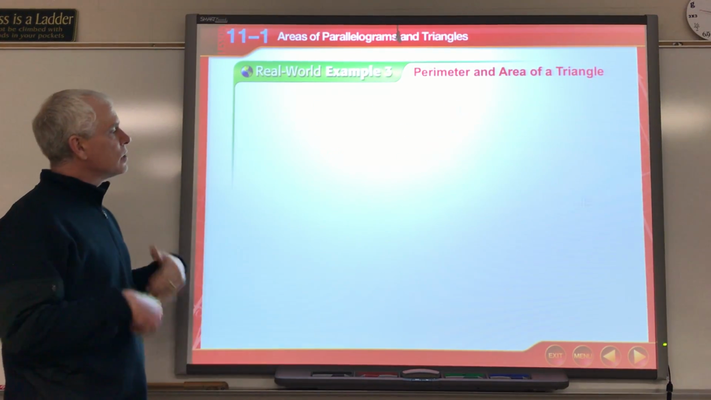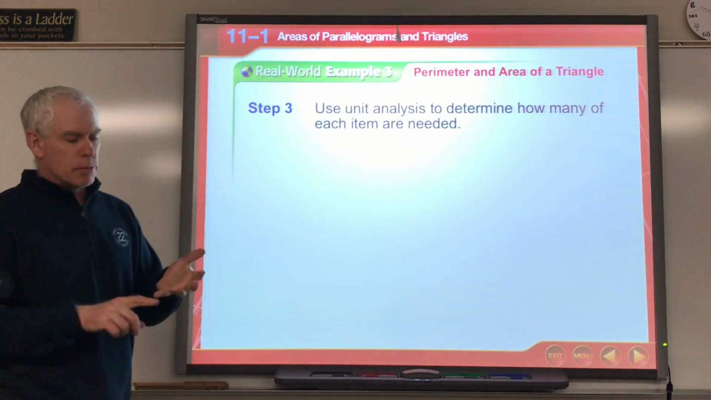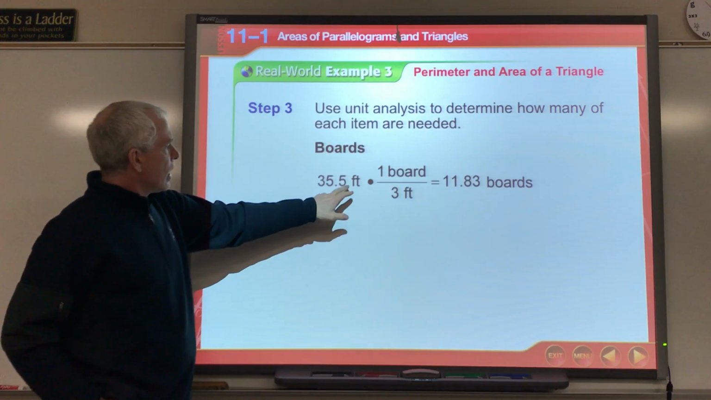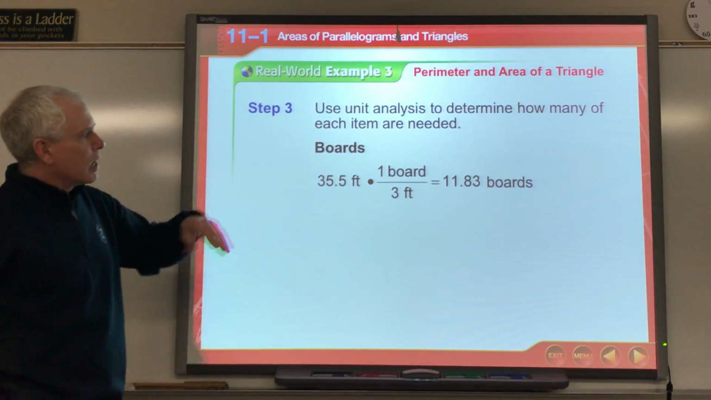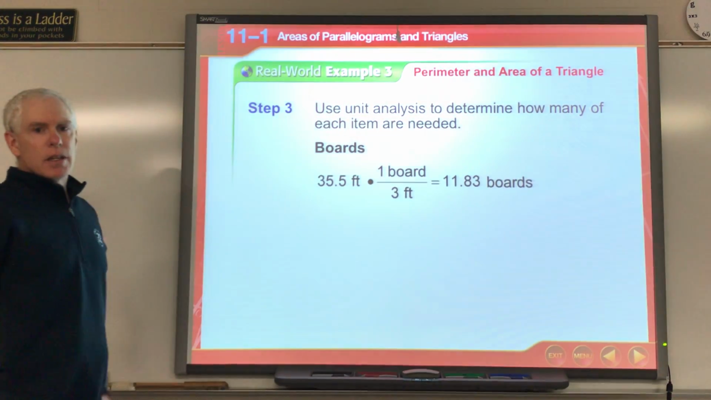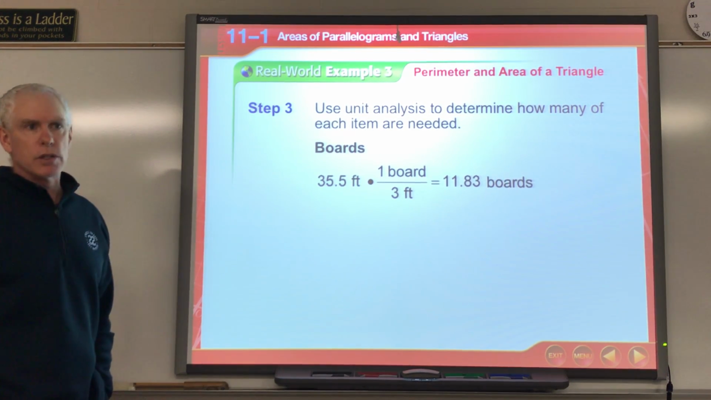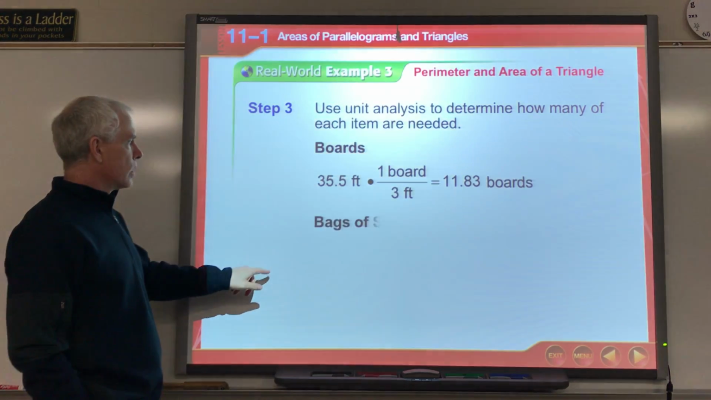Okay? And then I need to divide them by the appropriate numbers to find out how many boards and sand bags I need. Okay? So if I take that number of boards and divide it by 3, 11.83 boards, well, you're not going to go to Home Depot or Menards or the hardware store and ask for 11.83 boards. You're going to get 12 boards. Okay? So keep that in mind.